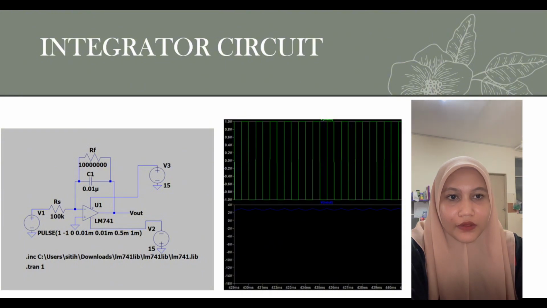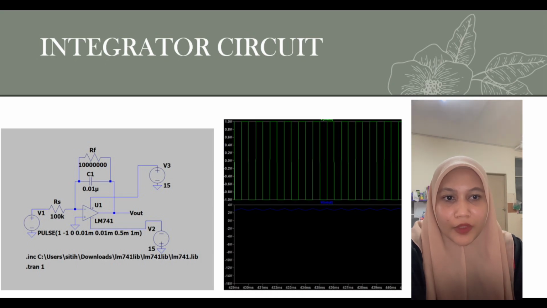Third, integrator circuit. Integrator circuit and square to triangle waveform. The integrator circuit successfully confirms its mathematical operation. The 1 volt square wave input was transformed into a triangle wave output.